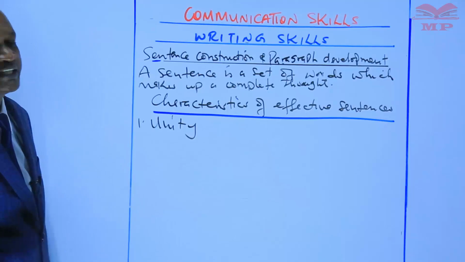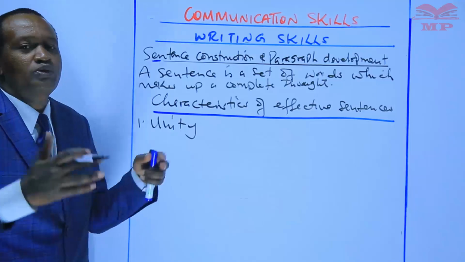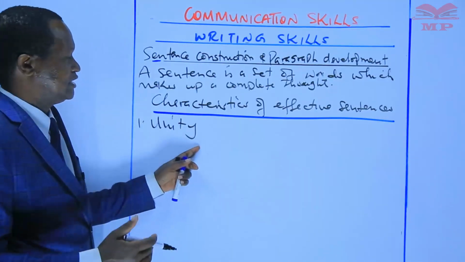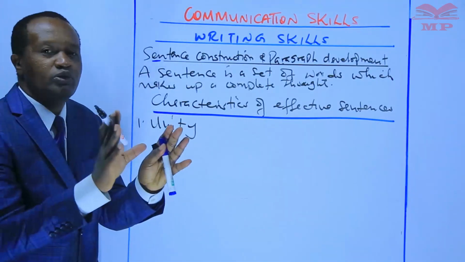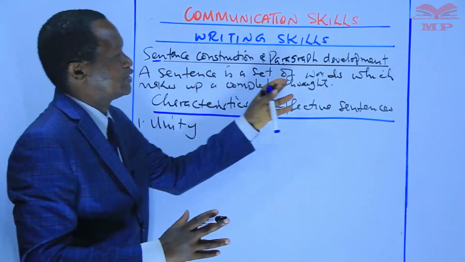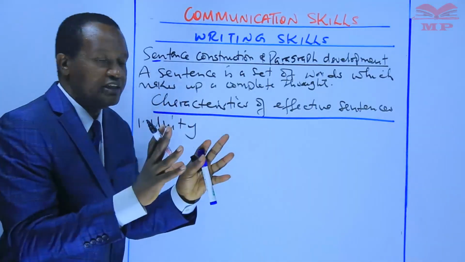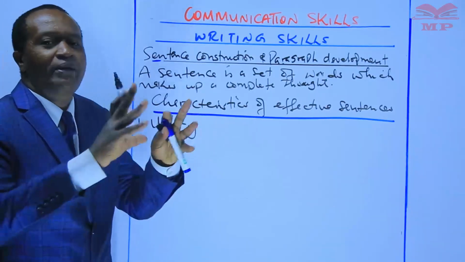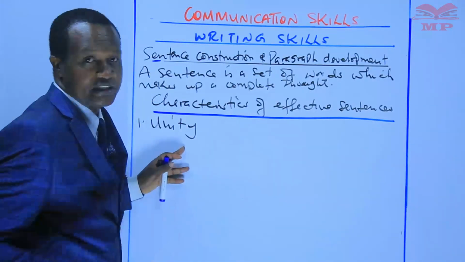Unity. Now, candidates, a sentence containing one idea at a time with all its parts contributing to strengthen the main idea is called unity of a sentence. All right? All its parts contributing to strengthen the main idea. Because remember, you said that a sentence is a set of words which makes up a complete thought or a complete idea. So an effective sentence is one whose all parts contribute to strengthen the main idea. And that is one feature of an effective sentence.